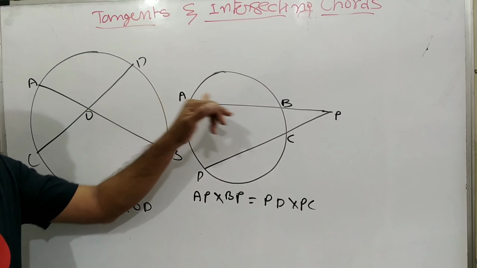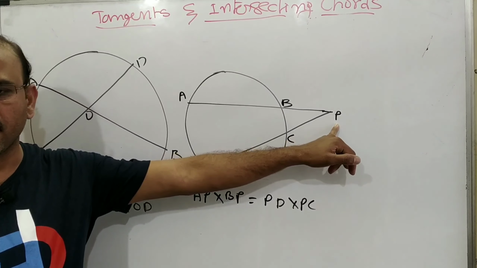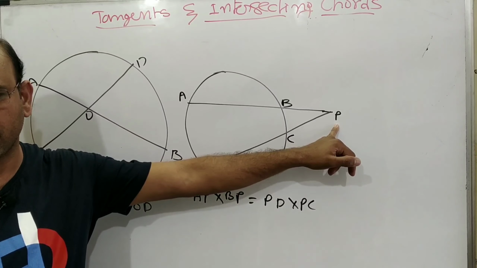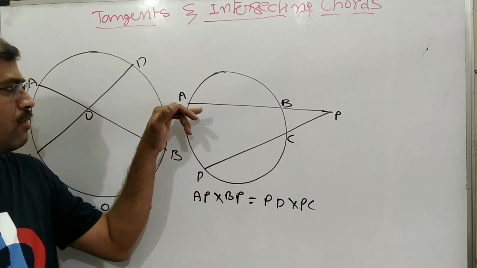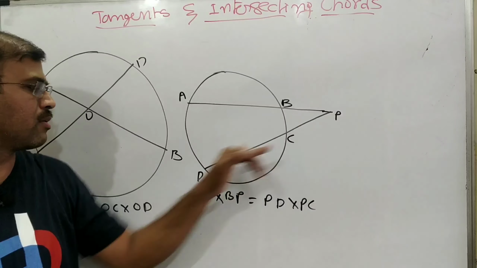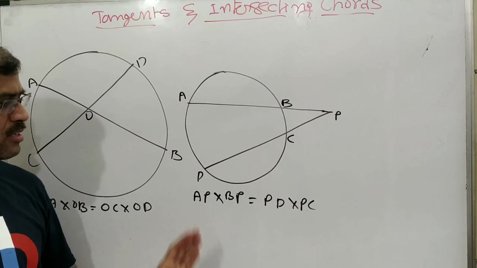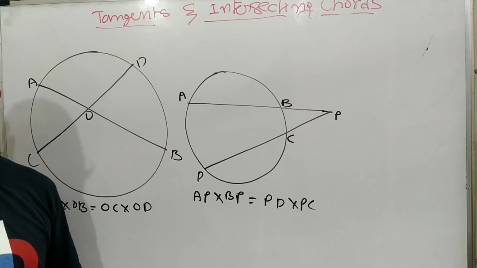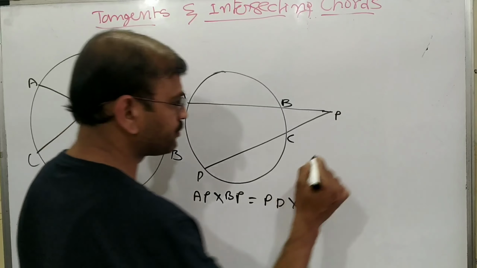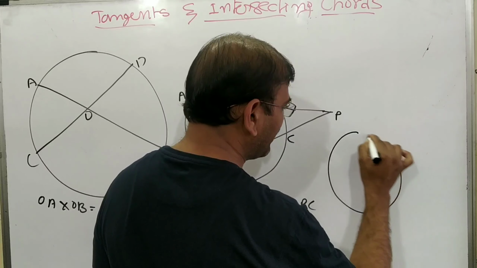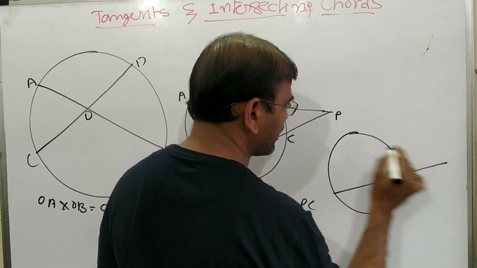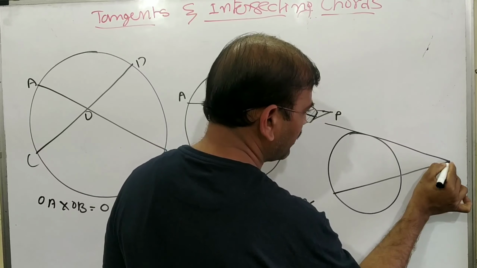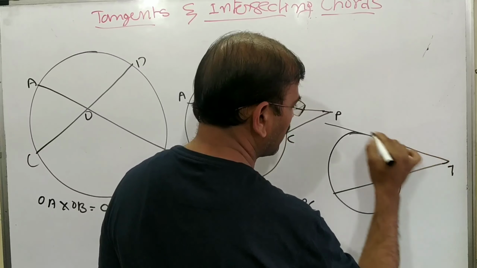So when two secants are intersecting each other from an exterior point, the full length times the exterior part, full length times exterior part. This is also one of the formulas we need to remember. Third one: one tangent and one secant.